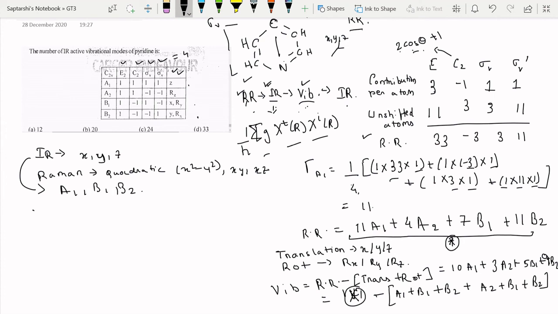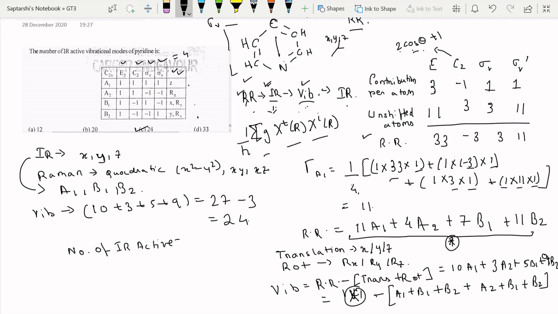So out of the vibrational ones which we got, how many vibrations did we get? We got 10 plus 3 plus 5 plus 9. This is equals to 13, 18, 27. But A2 is not IR active, as A2 does not have X, Y or Z, right? So we'll subtract 3 from here, which represents the A2, and we'll get 24. And we have 24 as an option over here. So the number of IR active modes is equals to 24.